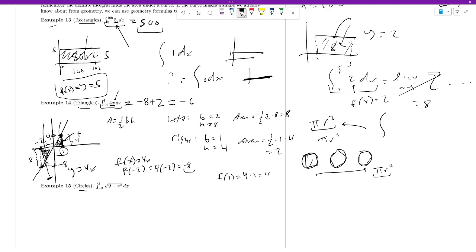You're going to see some problems where the graph is maybe some triangles and some squares and maybe even some circles, and we can just do all those areas separately and add them up. Okay, so that's triangles. Let's do circles.